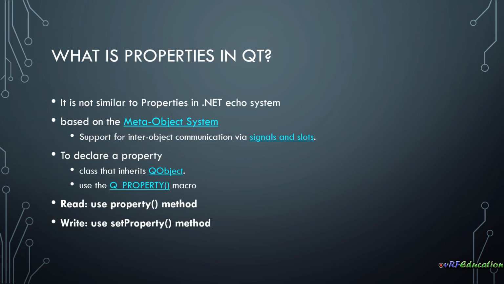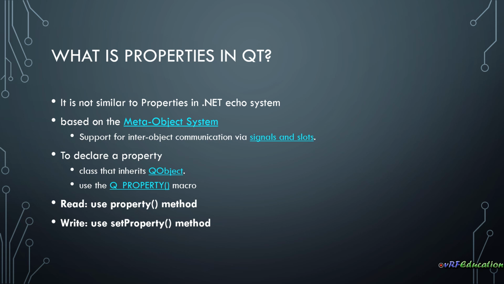Okay, what is properties in Qt? For those of you that have some background in programming with C# or VB.NET, I have to say that properties in Qt is completely a different concept. It is based on meta-object system and support inter-object communication via signal and slots.